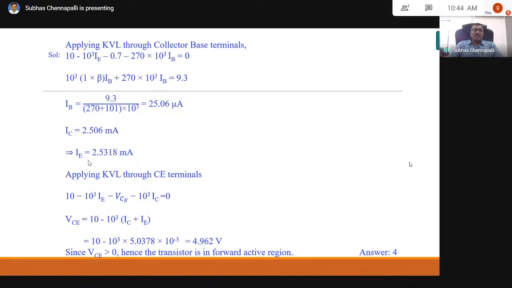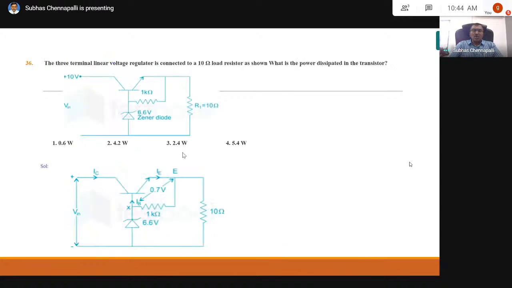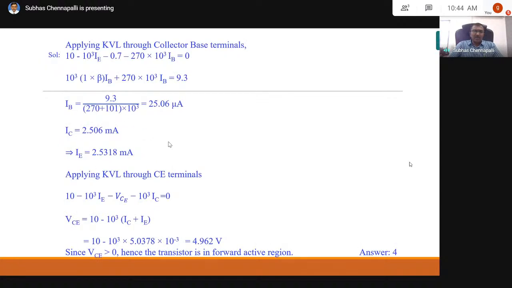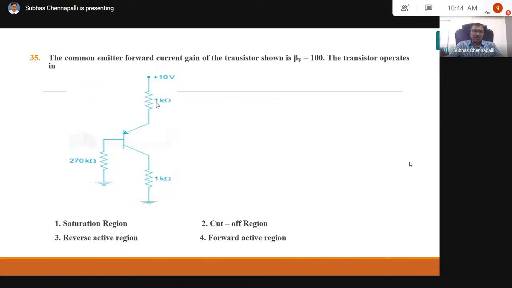Then IE is equal to (1 plus beta) times IB. You calculate, it will come 2.55318. Then IC, I know. Now what I need to calculate is this voltage. When I want this voltage, I should know this voltage. Then IE current going through this, I know IE is calculated as 2.5318, IC is 2.508. This current I know, this voltage I know. I apply KVL in the output circuit.